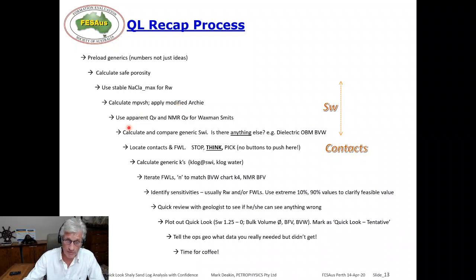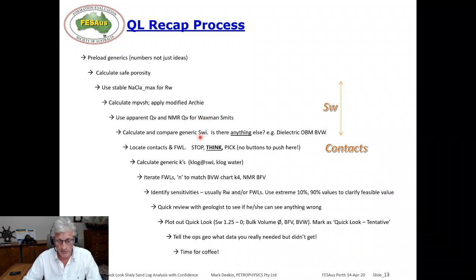If you want to be a bit cleverer, you can use the apparent QV and NMR QV for Waxman-Smits. That was quite a complicated slide, but it's really just an improvement upon this simple one. It's going to give you a better answer, and you should do it if you've got the time.